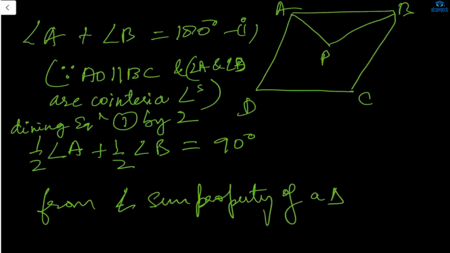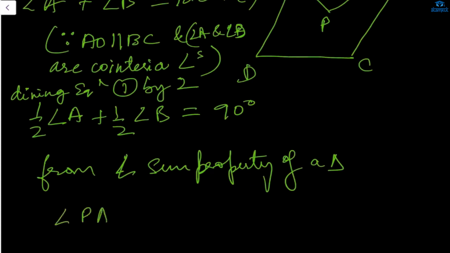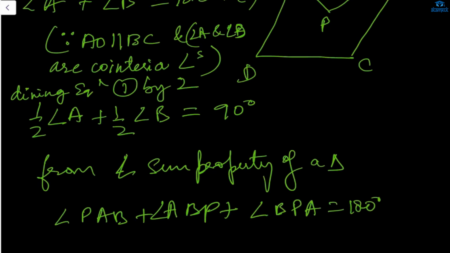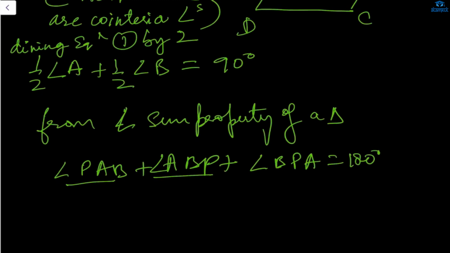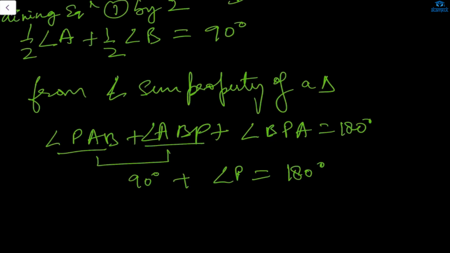now what we have is angle PAB plus angle ABP plus angle BPA is equal to 180 degrees. Yes or no? Now this will be half of angle A and this will be half of angle B. We can write that. So this will be equal to 90 degrees plus angle BPA, or you can simply write angle P, so it will not create confusion. Angle P is equal to 180 degrees. So angle P is equal to 90 degrees.